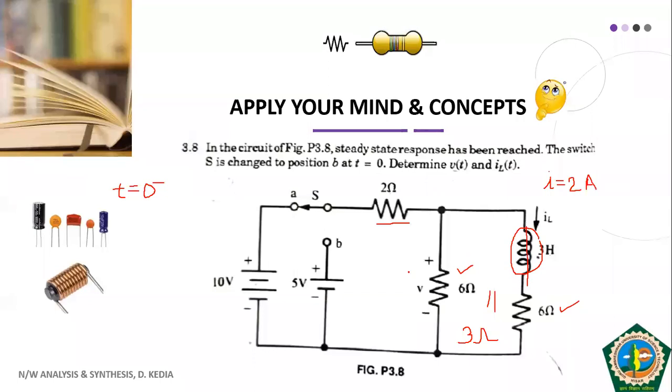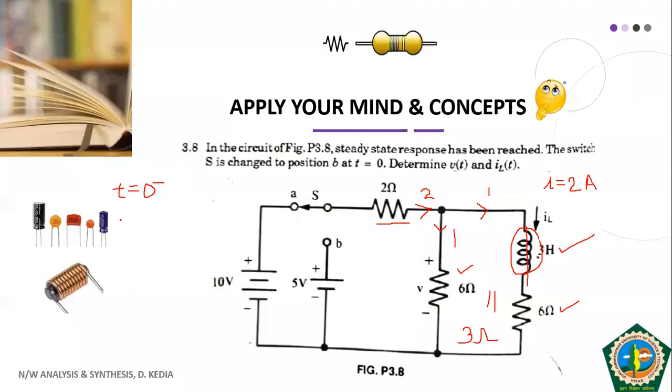So this is the total current. Now we need to find the initial current across the inductor. For that, we will have to divide this current. This 2 ampere current is divided into these two branches, and these two branches have equal resistance. If you apply the current divider rule, you get the same thing. Since these are two equal resistances, the current will go equally in all directions. So if this is 2, this current will be 1, and this current will also be 1.